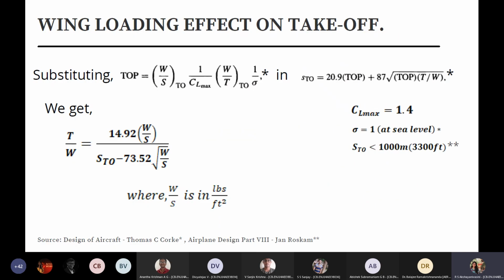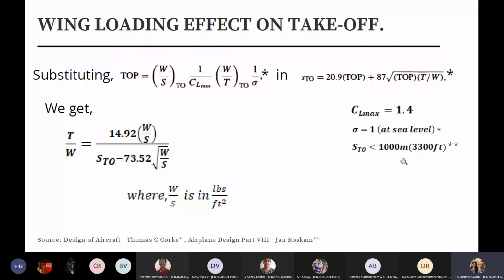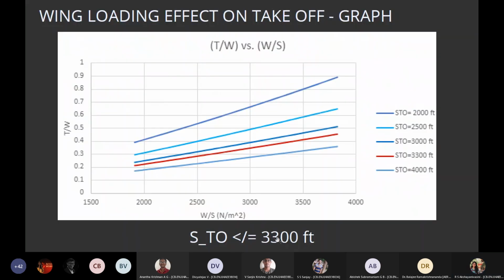Okay, moving on. Wing loading effect on takeoff. The first segment was takeoff. Here we have substituted the takeoff parameter, that is the TOP, into the empirical estimate of the takeoff distance STO. Substituting, we derive this equation, and we've substituted our values into that, and we've gotten our graph. Here, as you can see, we've set our STO as 330 feet, and this data we got from our Jane's, which is mentioned over here.